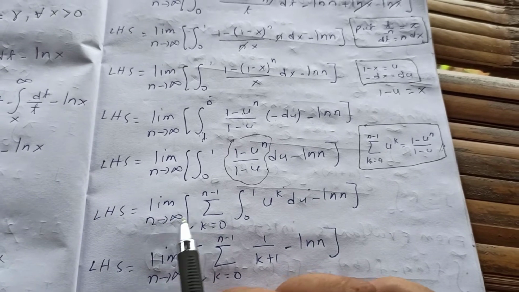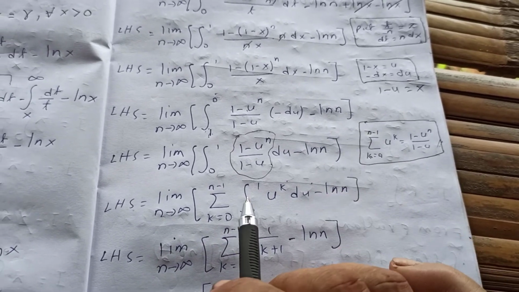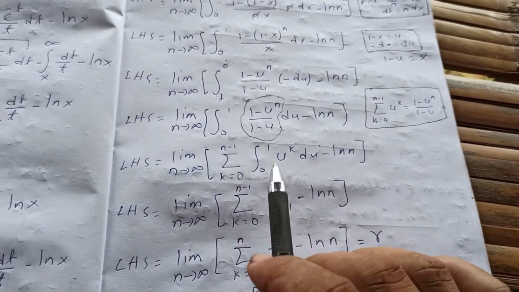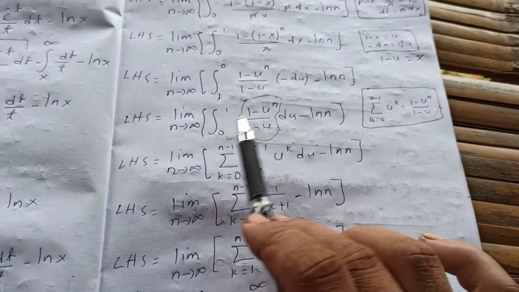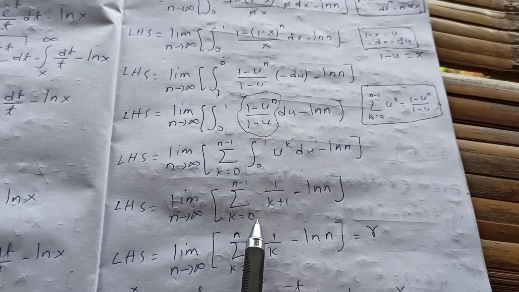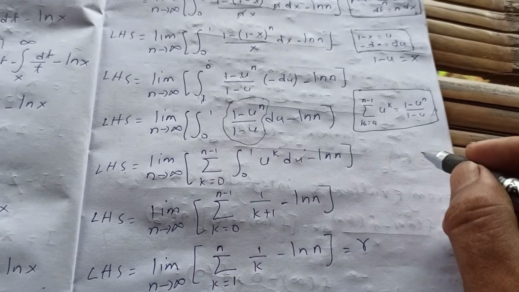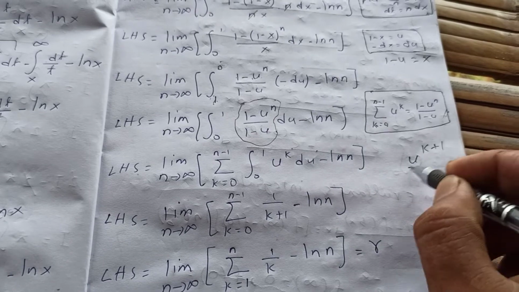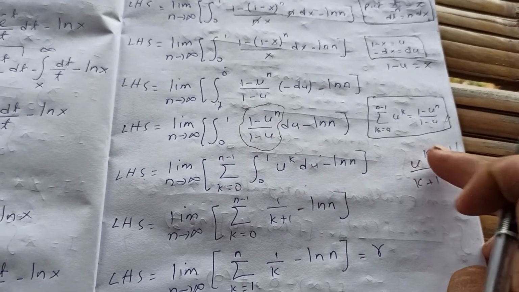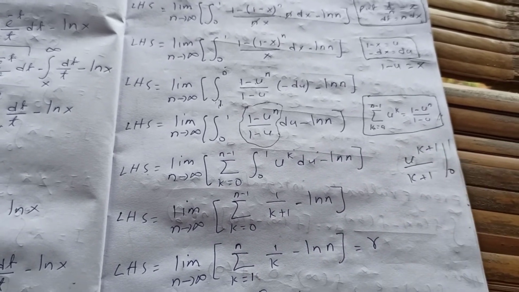So then the limit as n tends to infinity of the sum from k equal to 0 to n minus 1 of the integral from 0 to 1 of u to the k du, minus log n. Here we are changing the integral sign and the summation sign. Now if you solve this, it will be u to the k plus 1 upon k plus 1 from 0 to 1. When it is 1, it will be 1 over k plus 1, and when it is 0, this whole term will be 0.